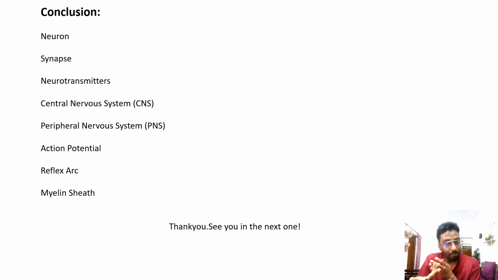Then we talked about the reflex arc, like when you put the hand in flame or something, suddenly you remove it back, and why. And we learned the myelin sheath, the insulation of the axon. So these are the very basic terms you must know before you go into the nervous system, because it will really help you to understand it more easily.